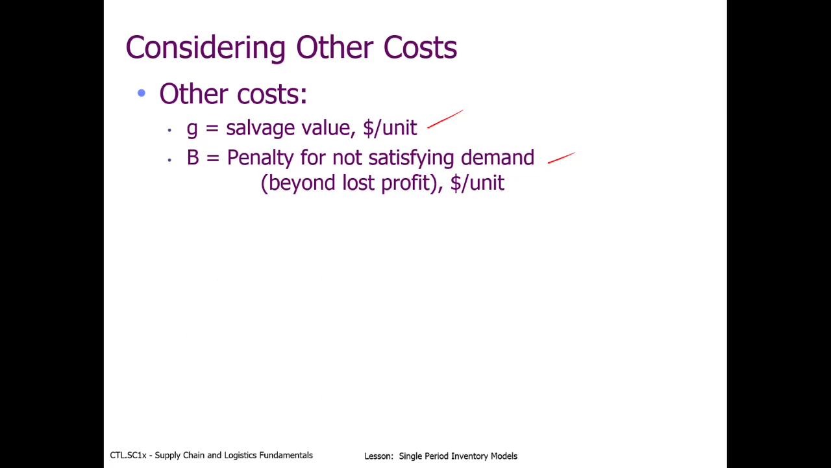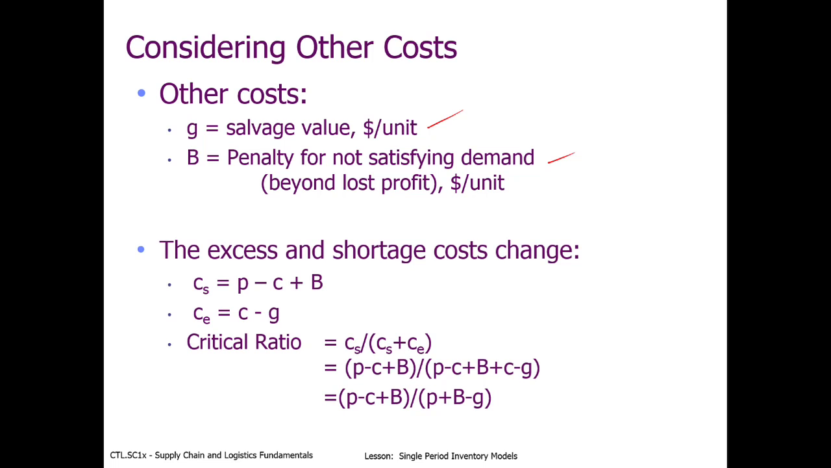So if we think of those, then I can look at my cost of being short. It's the loss of the margin, P minus C, but I also lose that B, the penalty for not satisfying demand. And my cost of excess is going to be the C, how much I paid for it, but I subtract off this G, the salvage value, because I don't lose as much anymore.